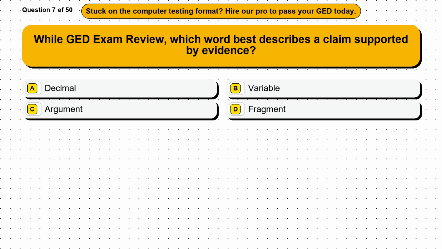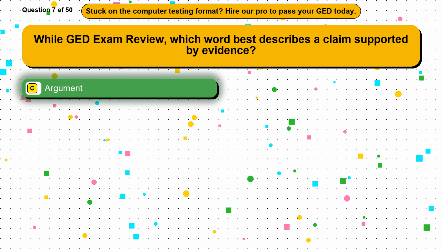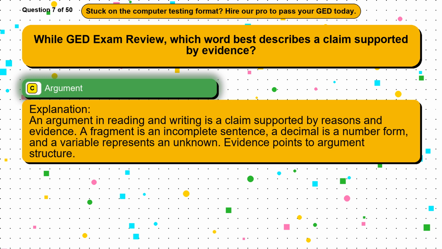Question 7. While GED Exam Review, which word best describes a claim supported by evidence? Option A, decimal. Option B, variable. Option C, argument. Option D, fragment. The correct answer is option C. Argument. An argument in reading and writing is a claim supported by reasons and evidence. A fragment is an incomplete sentence, a decimal is a number form, and a variable represents an unknown. Evidence points to argument structure.